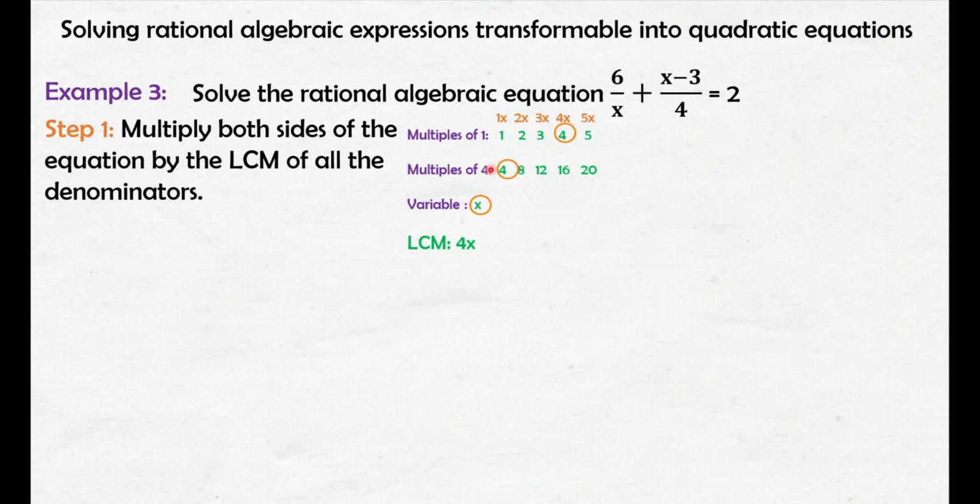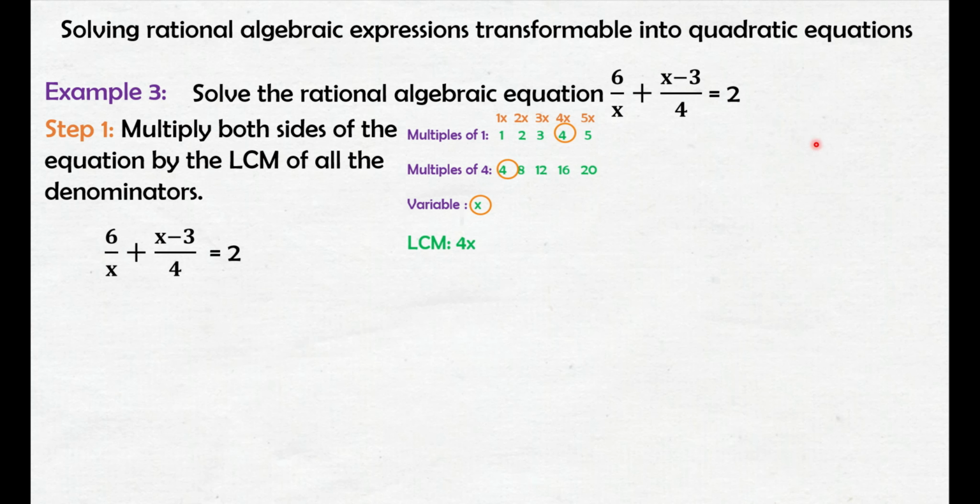And then, yung variable naman. So, since x lang yung variable natin dito, isa lang siya. So, kukunin natin, lalagay natin sa least common multiple yung x din. So, magiging LCM natin ay 4x. So, itong 4x na ito yung multiply natin both sides sa equation.